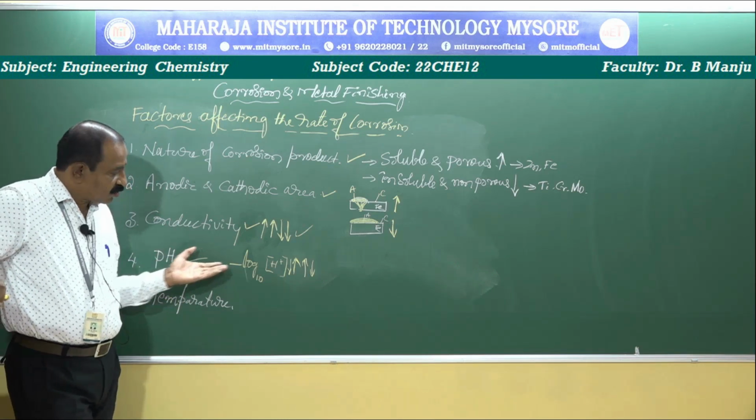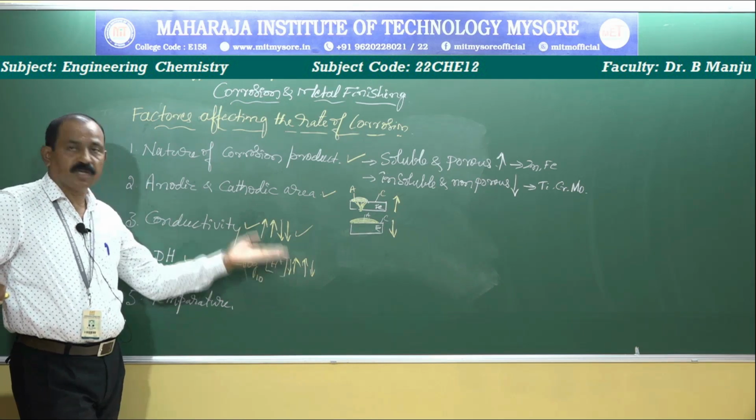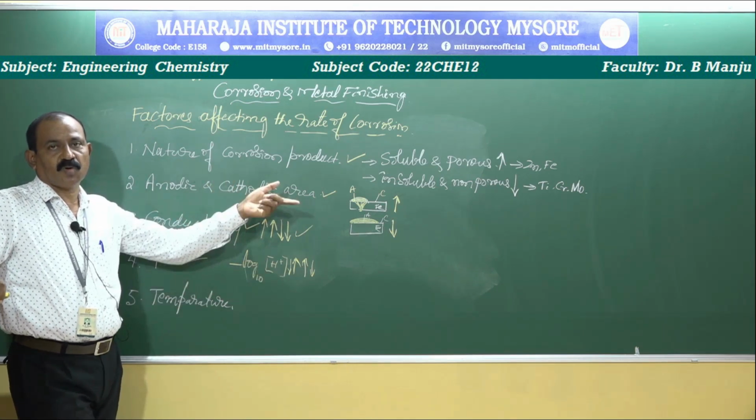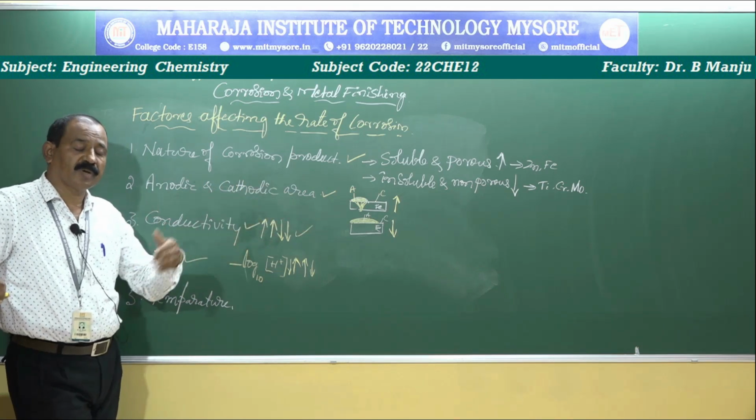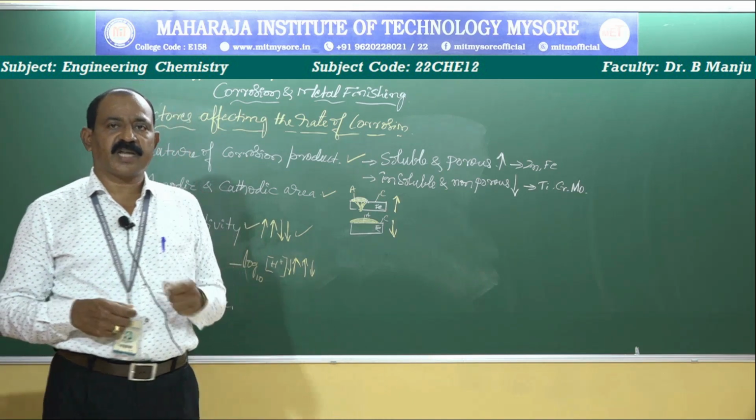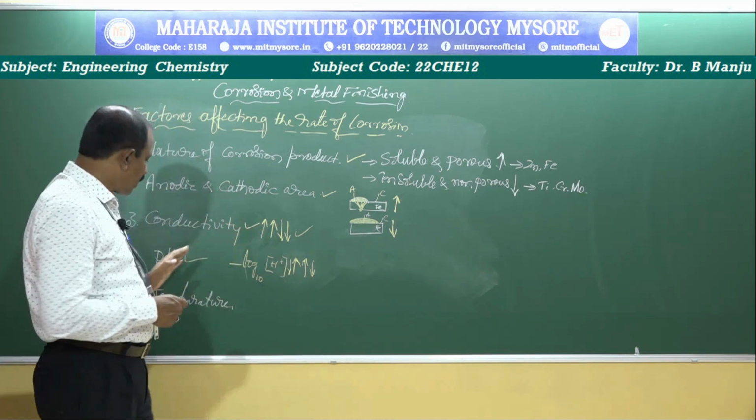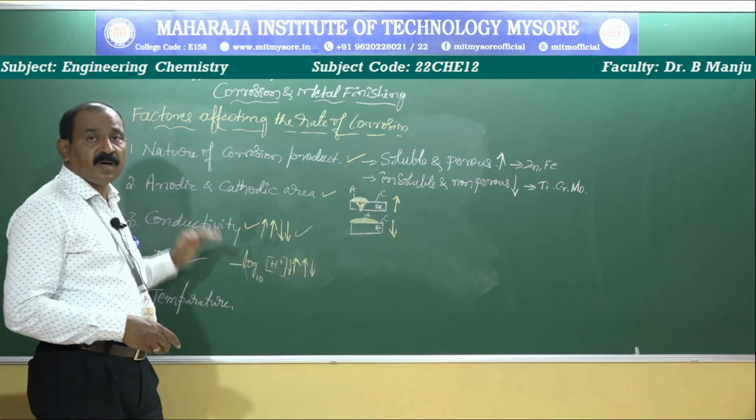That is the pH value. If pH is less, the rate of corrosion is high. If pH is more, it becomes basic, and then the rate of corrosion decreases. Suppose the pH value becomes less than 3, in a highly acidic condition, severe corrosion takes place even in the absence of oxygen.